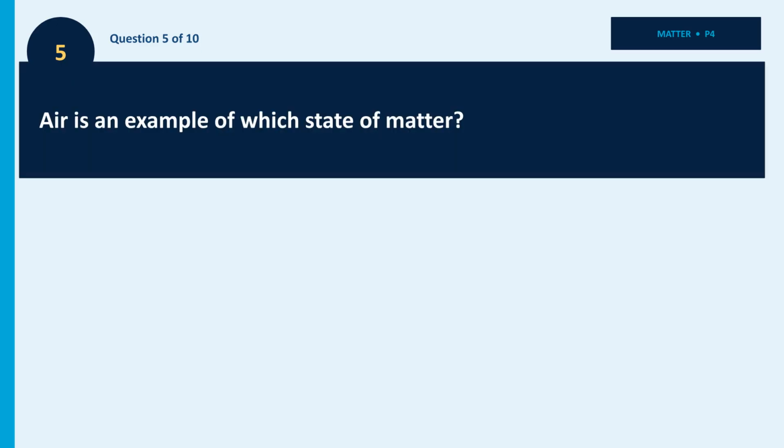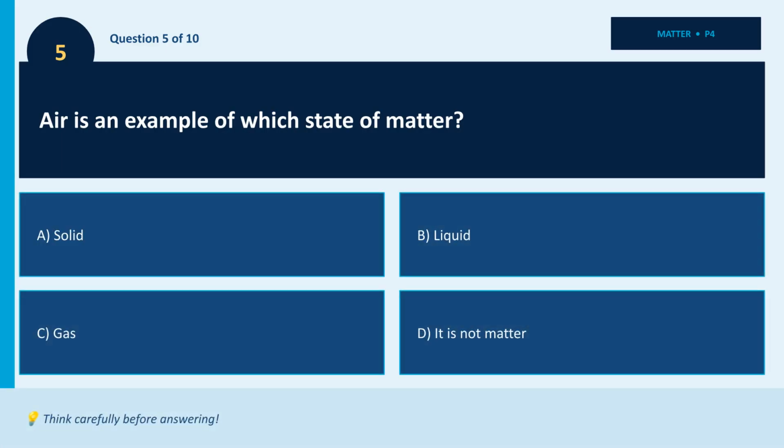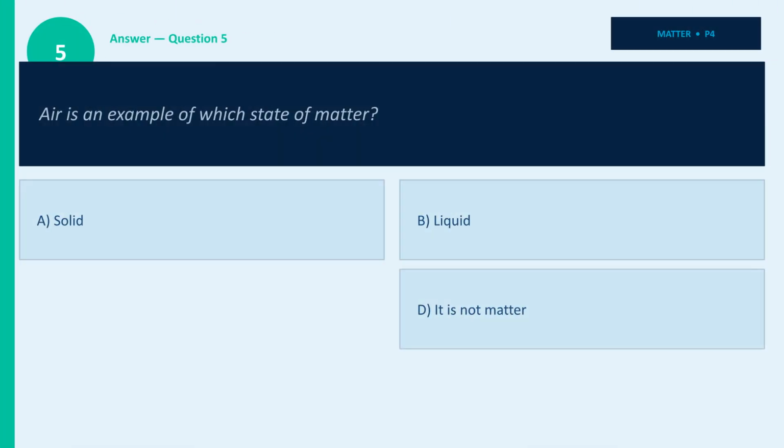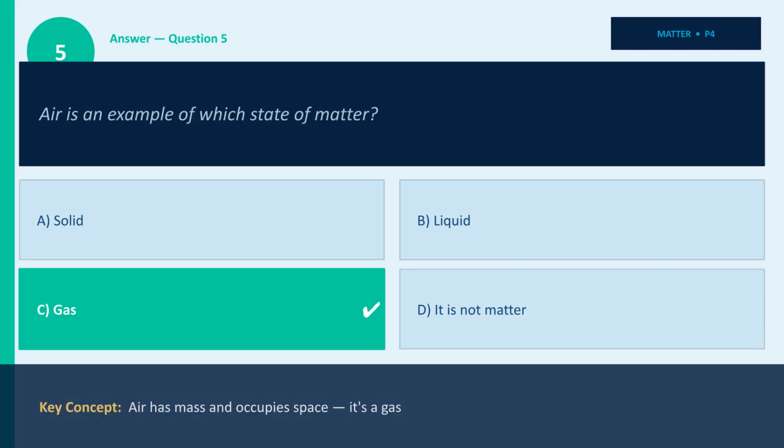Question 5. Air is an example of which state of matter? Is it solid, liquid, gas, or is it not matter? The correct answer is C, gas. Air has mass and occupies space, making it a form of matter, specifically a gas.